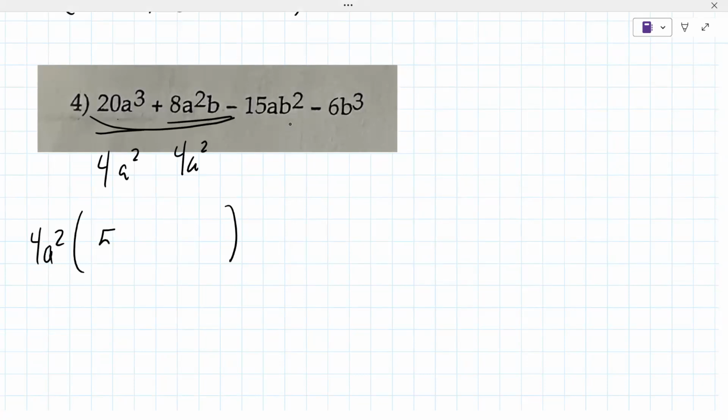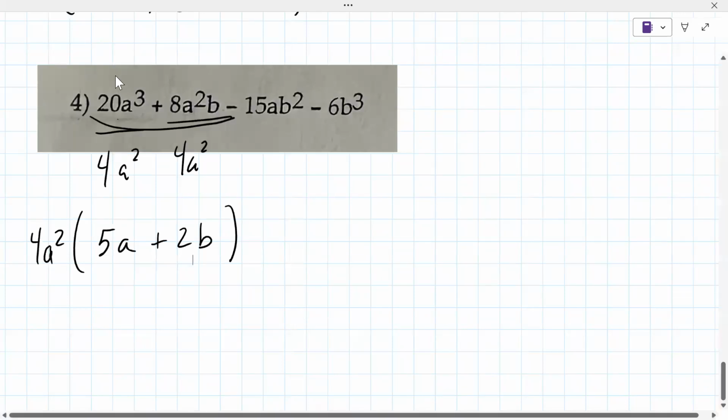So that becomes 5a plus 2b. Take a look at that, see if you have any questions on how I went from 20a cubed over 4a squared to 5a. Obviously 20 divided by 4 is 5. A cubed divided by a squared is just a. 8a squared b over 4a squared becomes 2b.